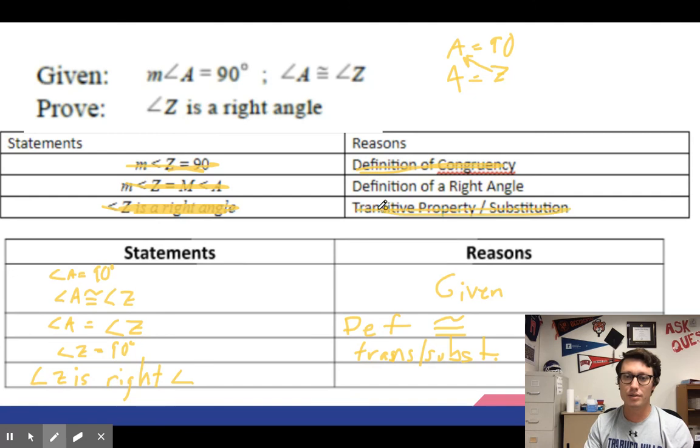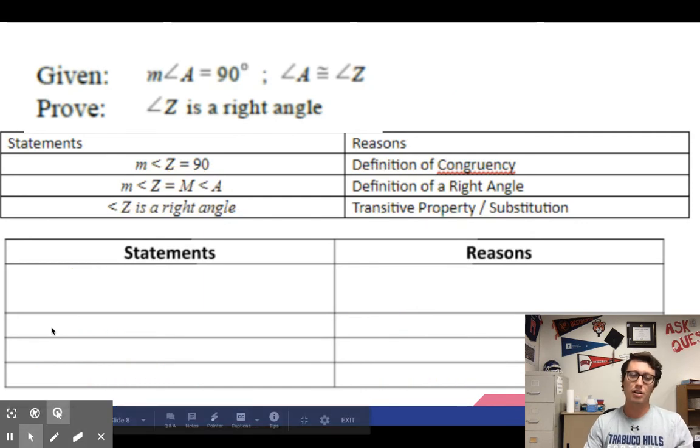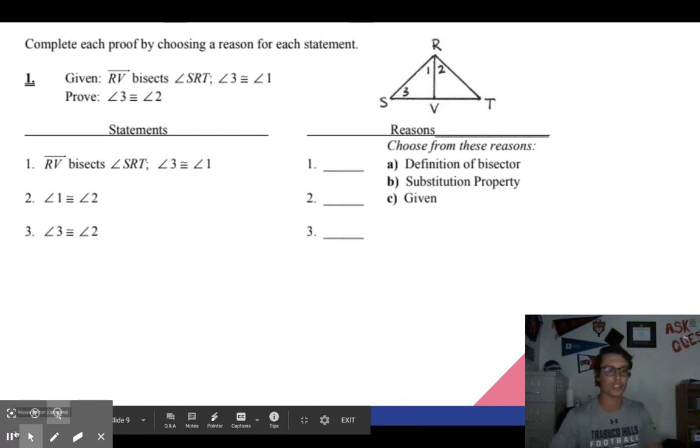Which means we only have one answer left. This last one has to be definition of a right angle. And also, it's pretty self-explanatory. If angle Z is equal to 90 degrees, then we can conclude angle Z is a right angle because the definition of a right angle is being 90 degrees. Okay, so these are difficult, but they are also very common sense and logical.